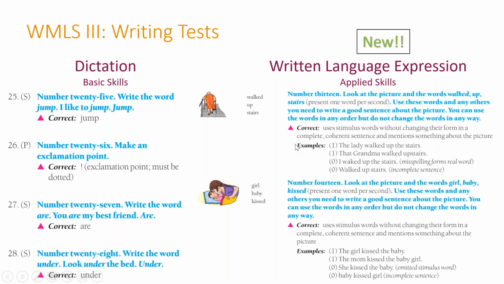So as I mentioned before, the examples are provided here, which would be deemed as a 0, and what would be deemed as a score of 1. So all of your scoring is going to be on the easel, not in the examiner's manual.